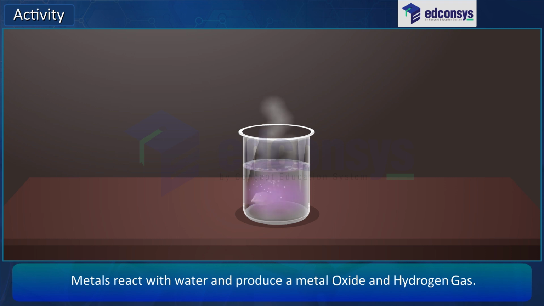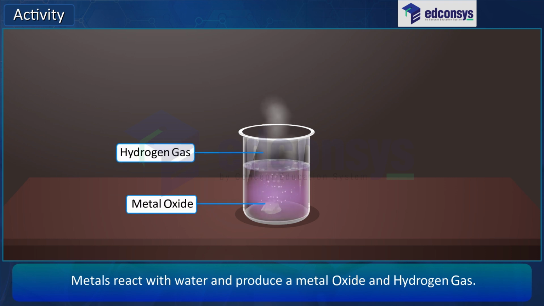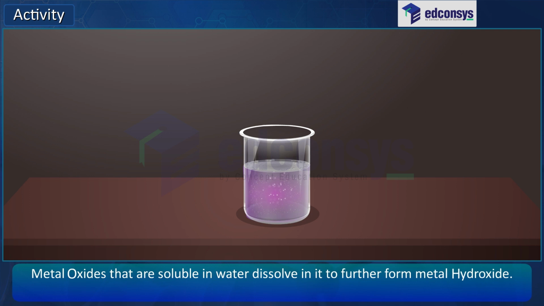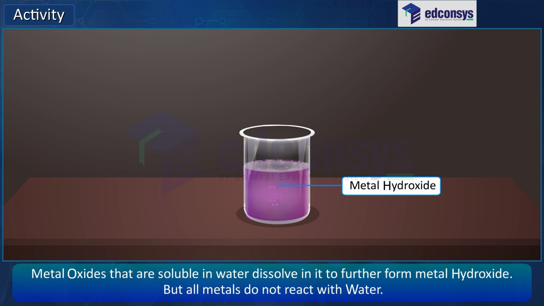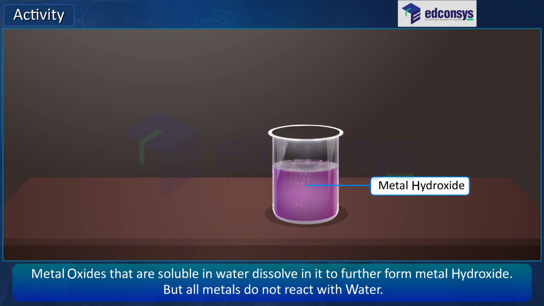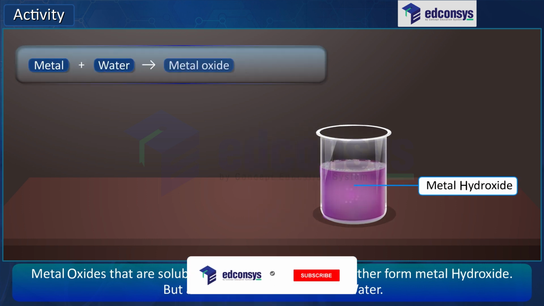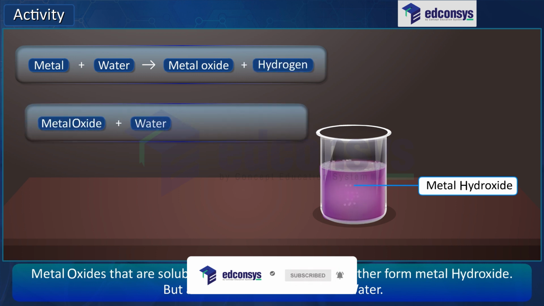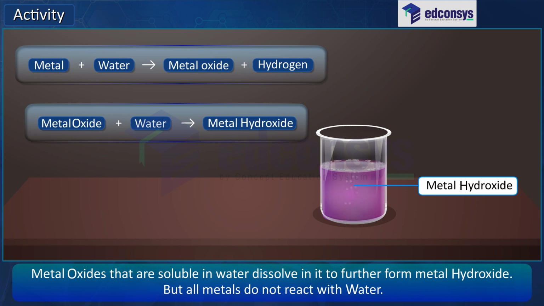Metals react with water and produce a metal oxide and hydrogen gas. Metal oxides that are soluble in water dissolve in it to further form metal hydroxide. But all metals do not react with water. Metal + water gives metal oxide + hydrogen. Metal oxide + water gives metal hydroxide.